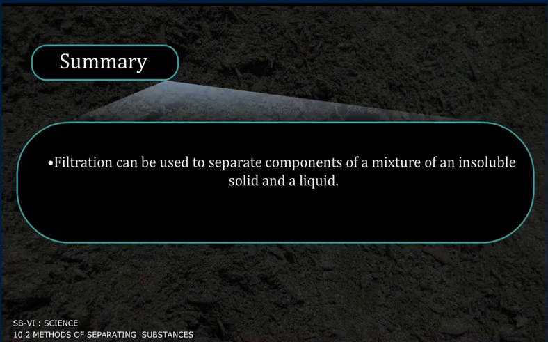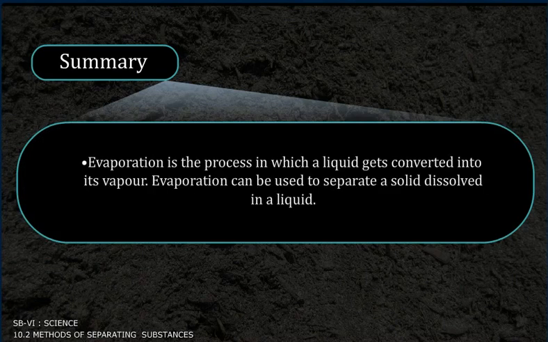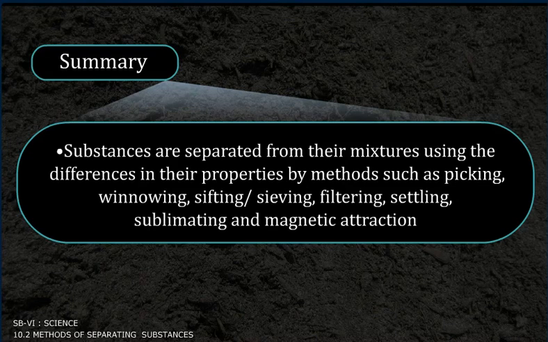Summary. Filtration can be used to separate components of a mixture of an insoluble solid and a liquid. Evaporation is the process in which a liquid gets converted into its vapor. Evaporation can be used to separate a solid dissolved in a liquid. Substances are separated from their mixtures using the differences in their properties by methods such as picking, winnowing, sifting, sieving, filtering, settling, sublimating, and magnetic attraction.